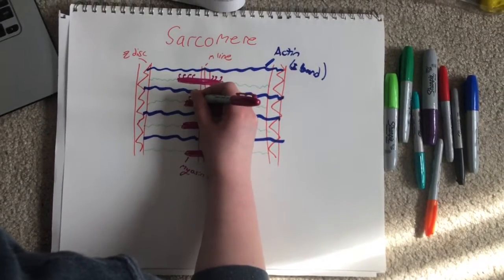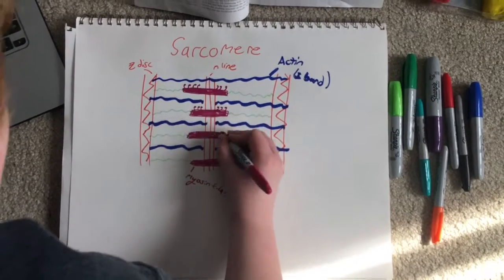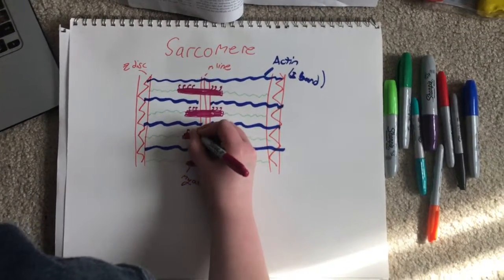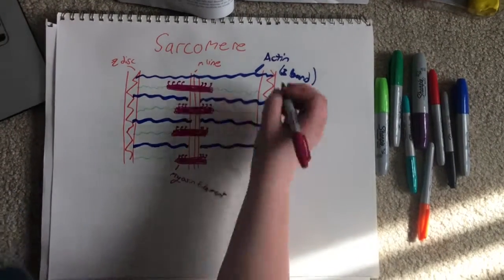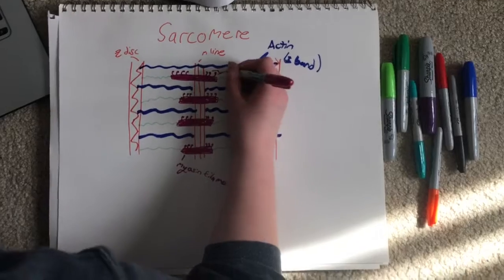The sarcomere of the myofibril contains thin filaments called actin and thick filaments called myosin. Each of the actin filaments is attached to a Z line, and the myosin filament lies between the Z lines, which is held in place by a protein called titin.